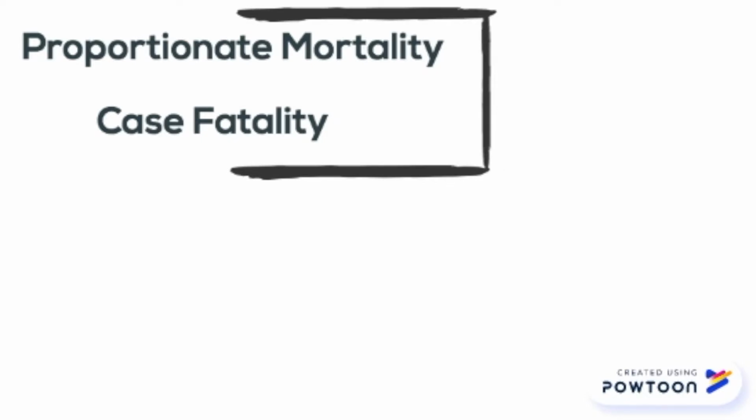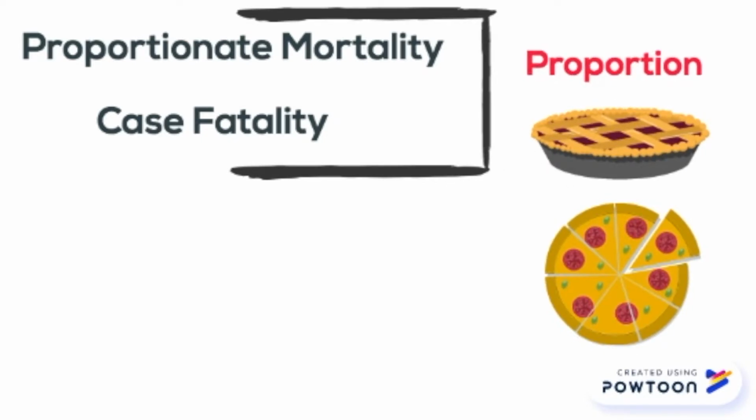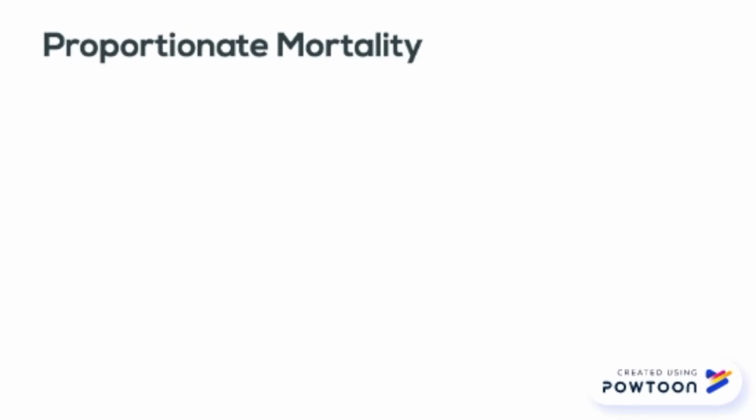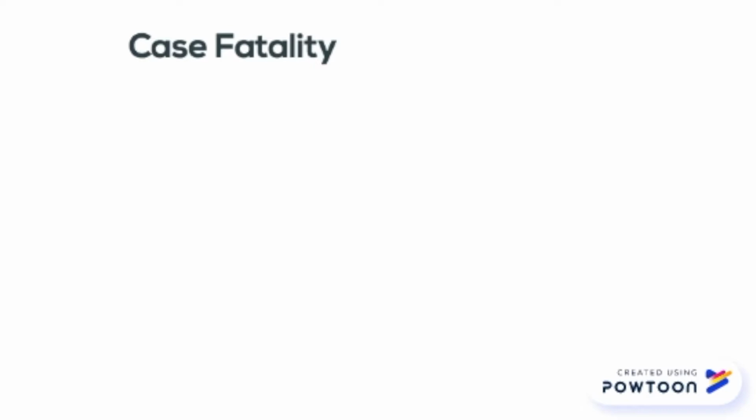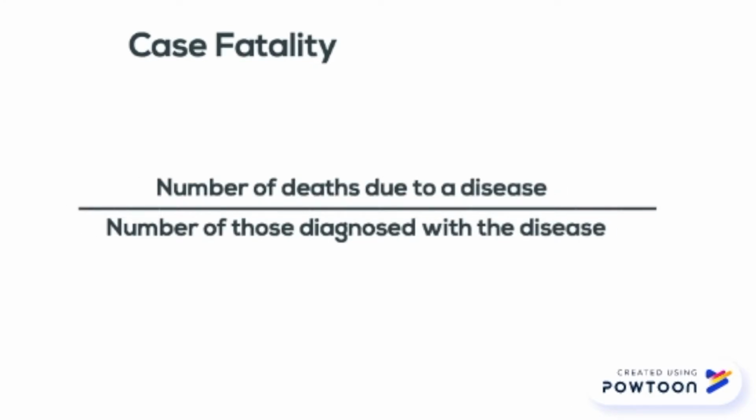Conversely, proportionate mortality and case fatality can be misleading in their names. They are not measures of risk, but both measures describe frequency or proportion. Proportionate mortality is just as it is termed, the proportion of deaths from a given disease divided by the total deaths in the population. On the other hand, case fatality is another important measure of mortality in that it is more often used for fast-acting diseases.